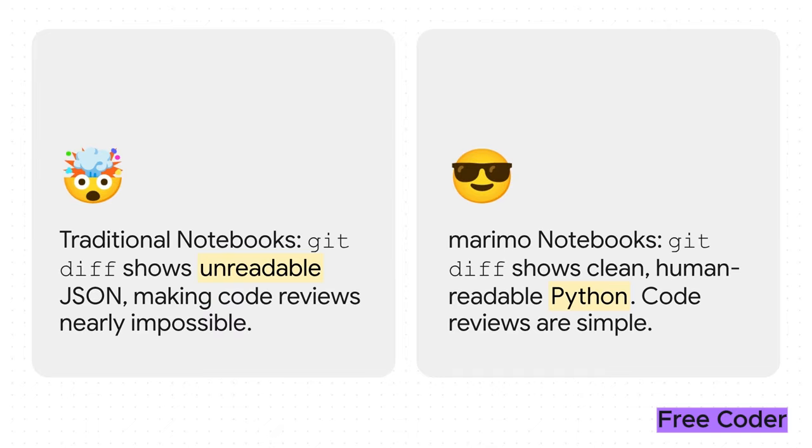But then, look at the right. That's a Git diff for a Marimo notebook. It's just clean, simple Python. You can see exactly what changed. This turns code reviews from a total chore into something you can actually do.